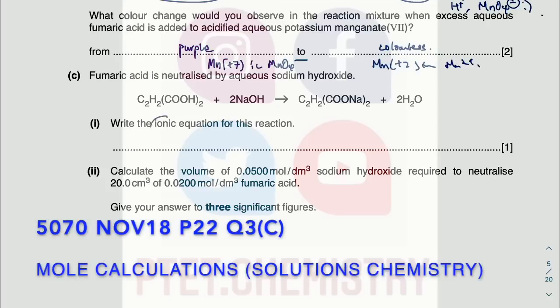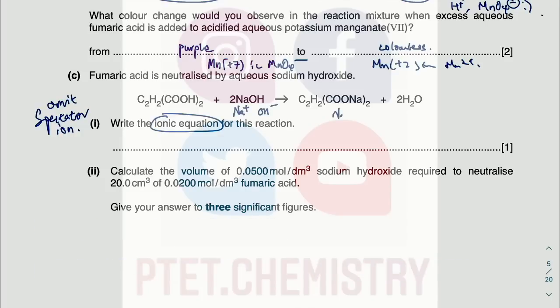Next bit, they want the ionic equation. So the idea is that you do not have spectator ions, yeah? So omit spectator ions. What do we need? The Na+ there is a spectator ion.